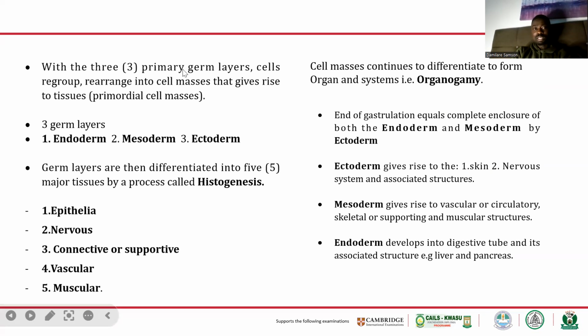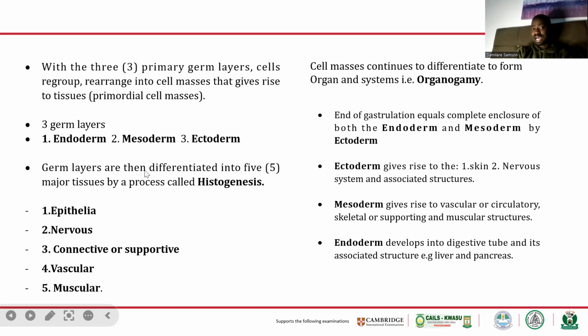That is the three primary germ layers. I've been mentioning that cells regroup and rearrange into cell masses that give rise to tissue. My explanation has talked about that. So the three germ layers are endoderm, mesoderm, and ectoderm. Now the germ layers are then differentiated, because once this ectoderm and mesoderm have been formed, that is more like the tissue level of organization. From tissue level organization, you now go into the formation of organs.